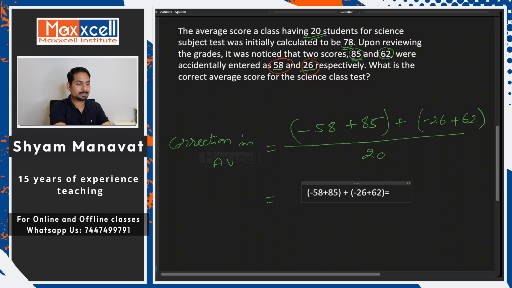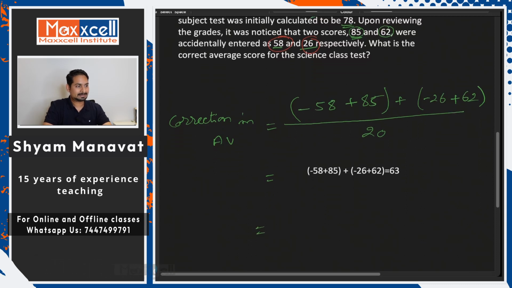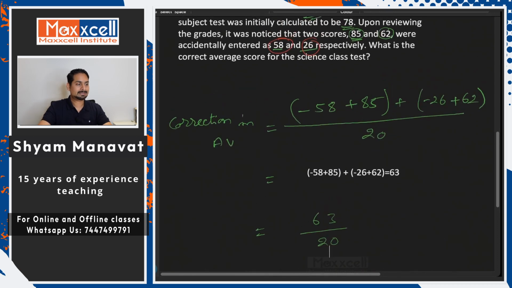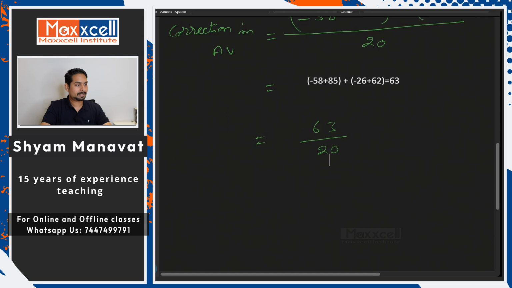The correction in sum is 63. That's the correction in sum, right? So correction in average will be 63 by 20. If you divide 63 by 20, what will you get? Tell me, what will you get? Yeah, that is 31.5, but with 0, we'll say 3.5.